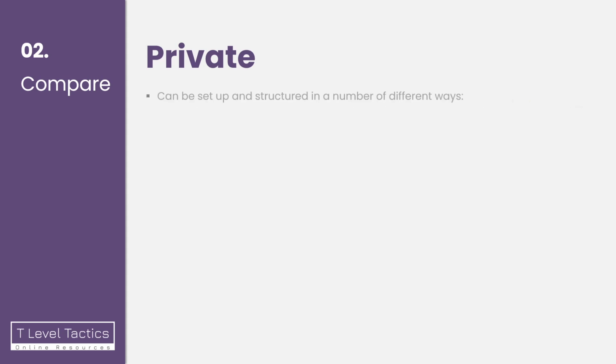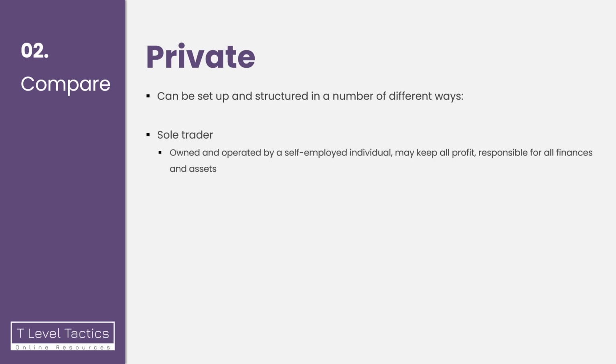Private organisations can be set up and structured in a number of different ways. Remember, this is in the UK, and it might be different if you're watching from elsewhere. You could set up a private business as a sole trader by yourself. And in this type of business, you can keep all your profit, after you've paid the tax man, of course. But it does mean that you're responsible for all the finances and assets in the business. This means that if you were to go into negative equity, then any other property that you own could be sacrificed in order to pay for any losses.